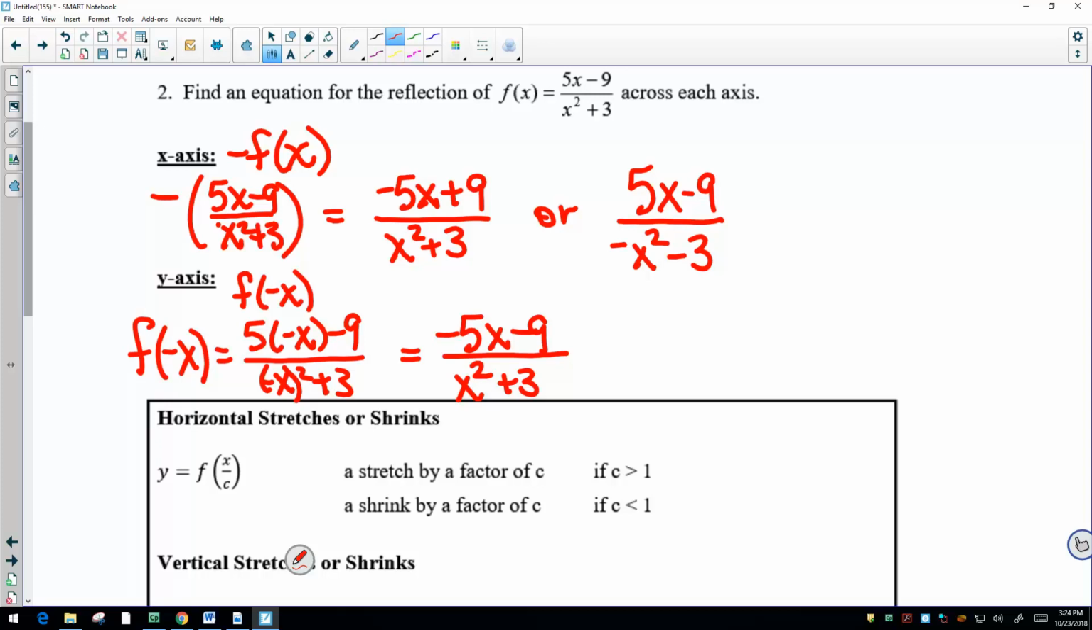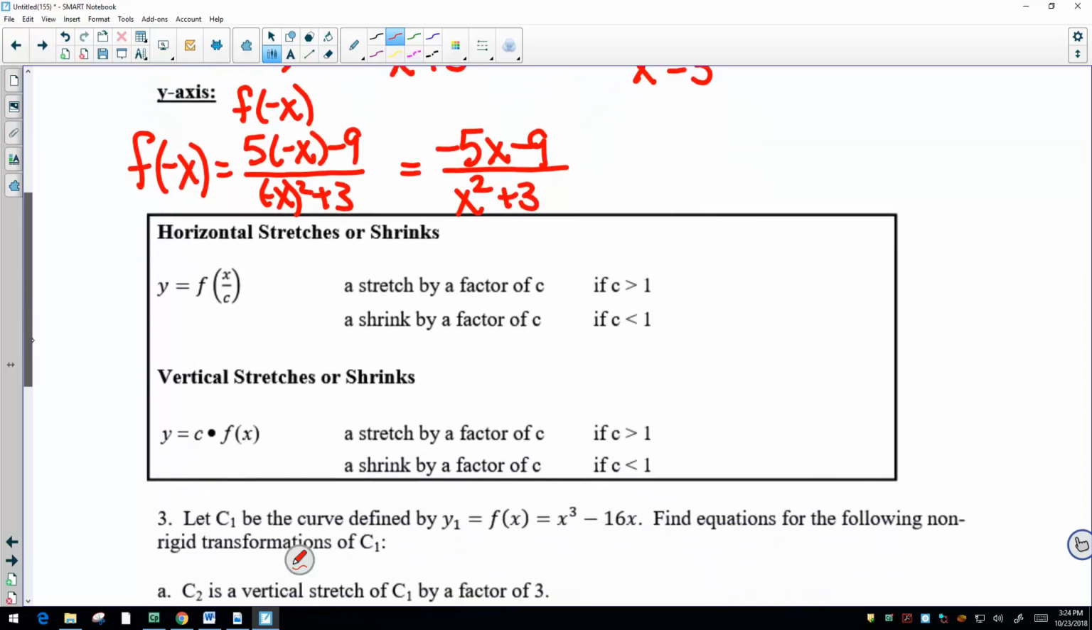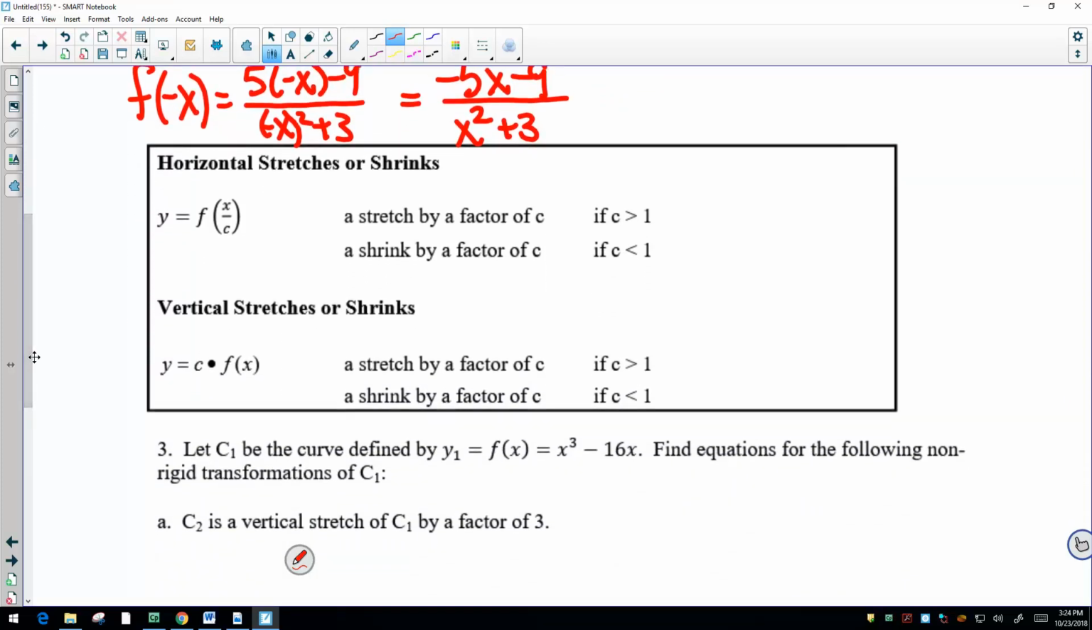Okay, and the last transformation that we get, this is probably our most difficult one. These are horizontal stretches or shrinks. And probably the more difficult one is the horizontal. Just like we said before, horizontal, I'm just going to say probably opposite of what you would think or what you expect. So when you think it looks big, it's going to get small. When you think it looks small, it's going to look big.